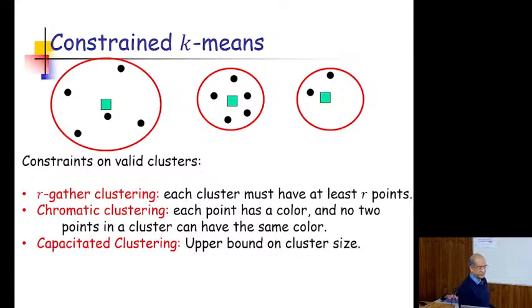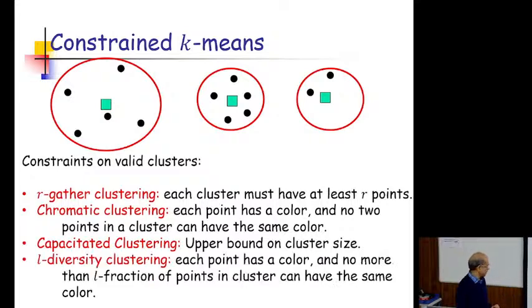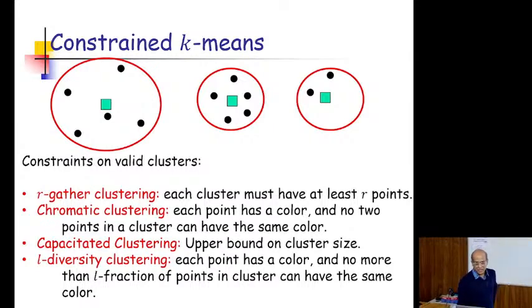Or what is called capacitated clustering, where there are upper bounds on the cluster size, so no cluster can be very big. Or what is called l-diversity clustering, where each point has a color and no more than an l fraction of points in a cluster have the same color. You can imagine that there can be many additional constraints like these, and I'm just showing you some of these. And again, you want to solve k-means under these conditions.